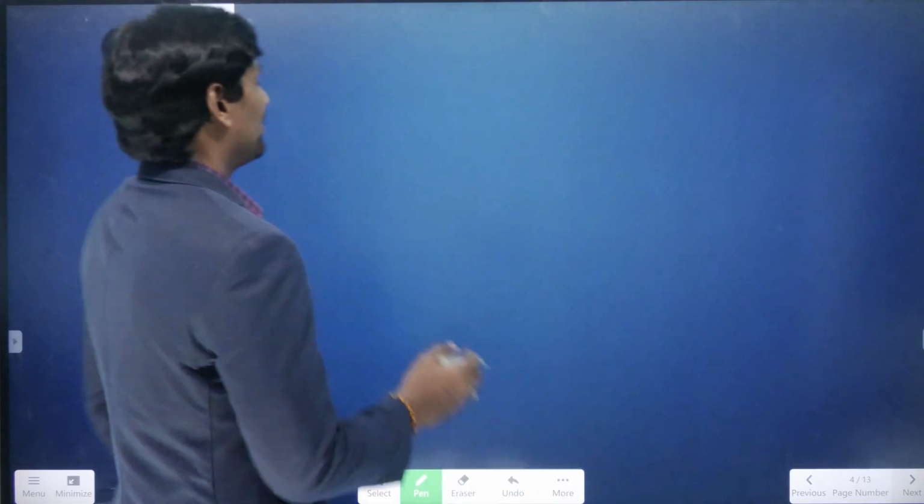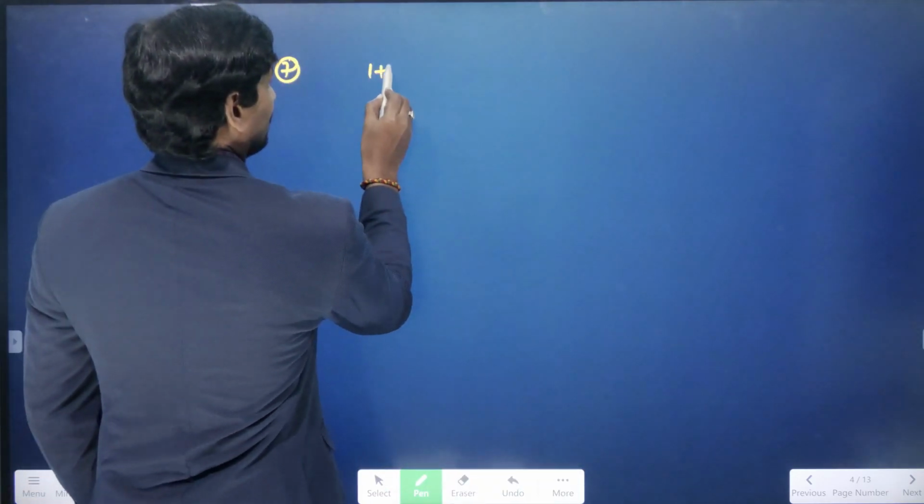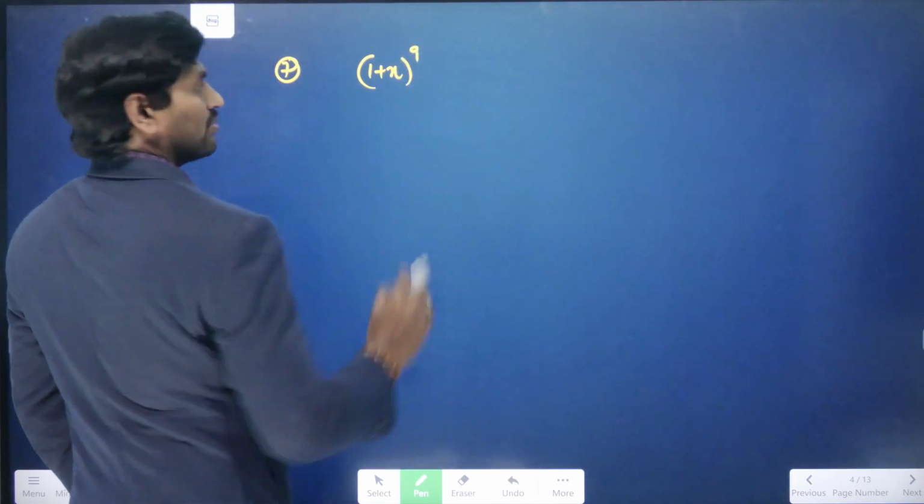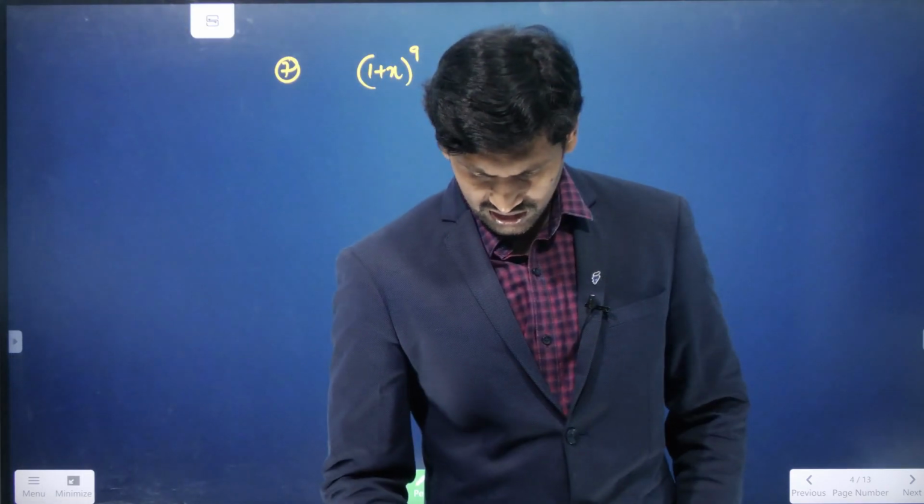Now let us continue the problems. I think we have completed up to 6 problems, the concept based questions. The 7th problem is: if C0, C2, C4 and so on are binomial coefficients in the expansion of 1 plus x whole to the power of 9, find C0 plus C2 plus C4 and so on. While observing, these are even coefficients.